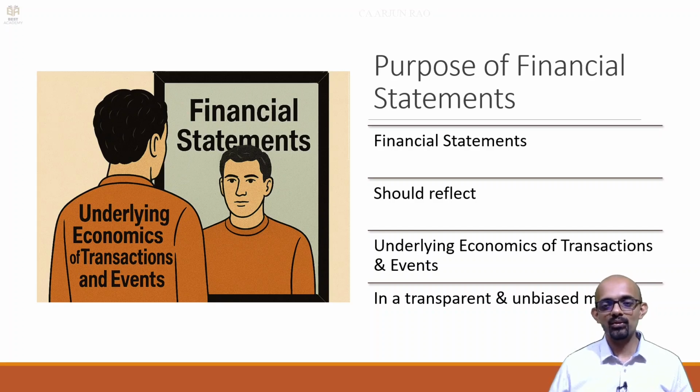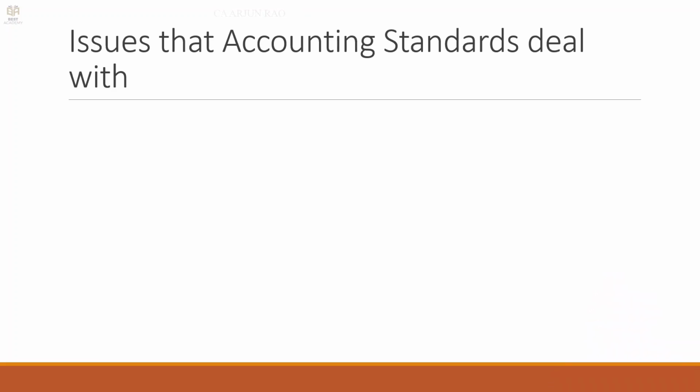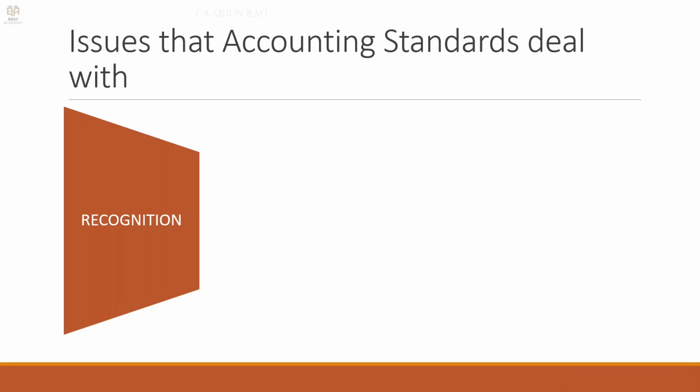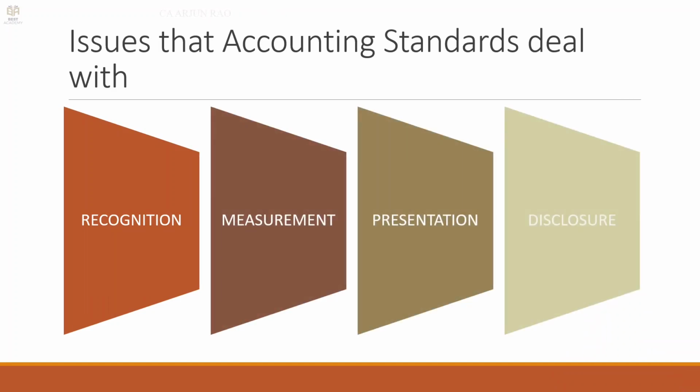So, let us proceed. What are the issues that accounting standards deal with? Now, we saw what are financial statements. Now, what is the link between financial statements and accounting standards? So, accounting standards deal with recognition, measurement, presentation, and disclosure.